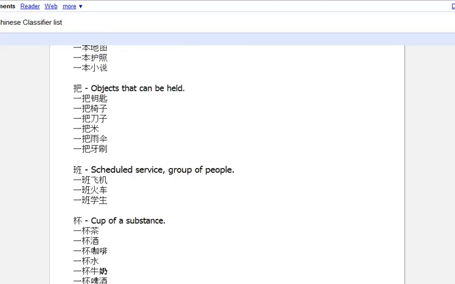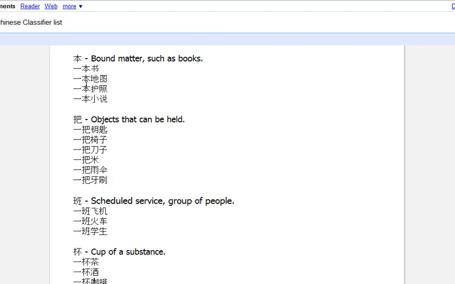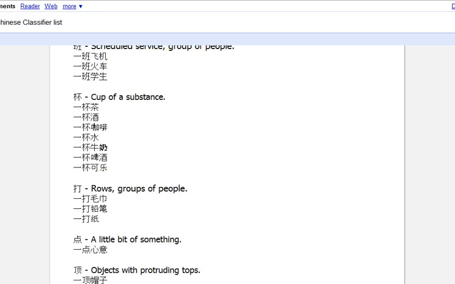However, it is important to note that there are really two different types of classifiers here. You have the ones like ben, which are always paired with that noun. They're matched up, and they show one book. You always say yi ben shu. Whereas there are other ones, like bei, which are more about showing the mass of the object. So yi bei cha does not mean that you have one unit of tea. You're saying a definite mass. You're saying you have one cup of tea.